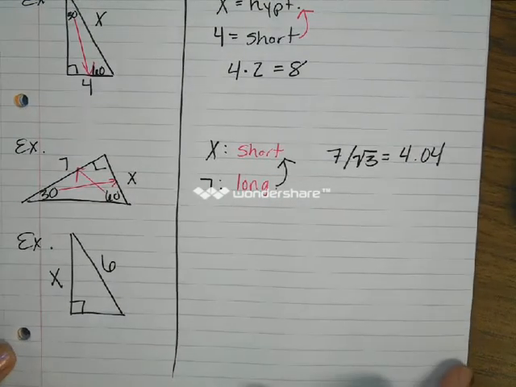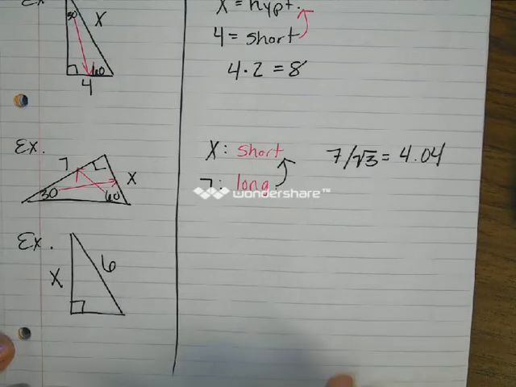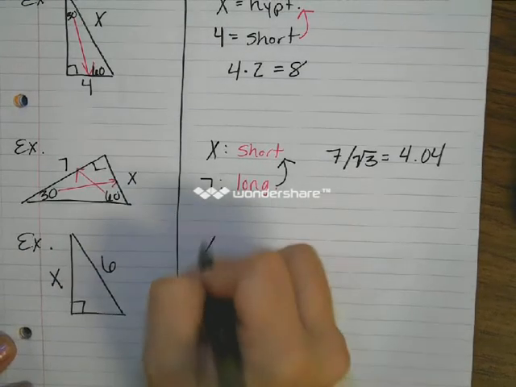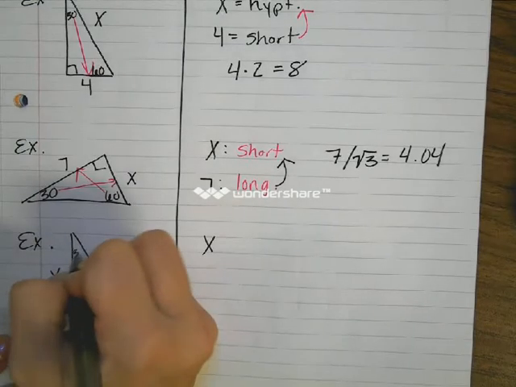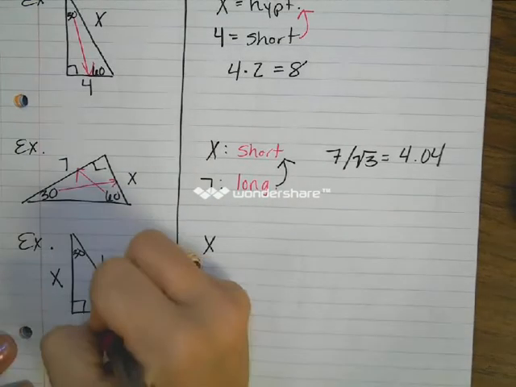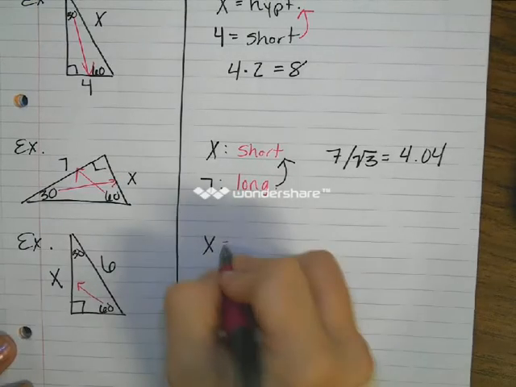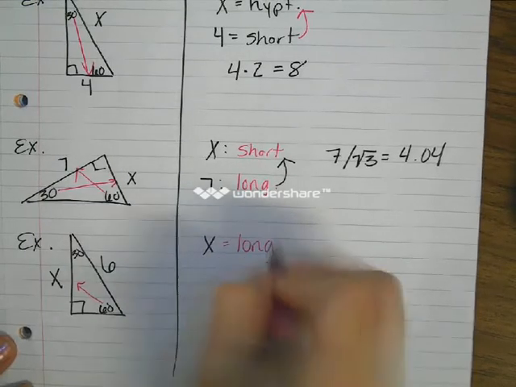X is across from the 60. That makes it the long side. And 6 is across from your 90-degree angle. So that makes it the hypotenuse. Now this one's a little bit tricky. We have the hypotenuse and we're trying to get to the long side.